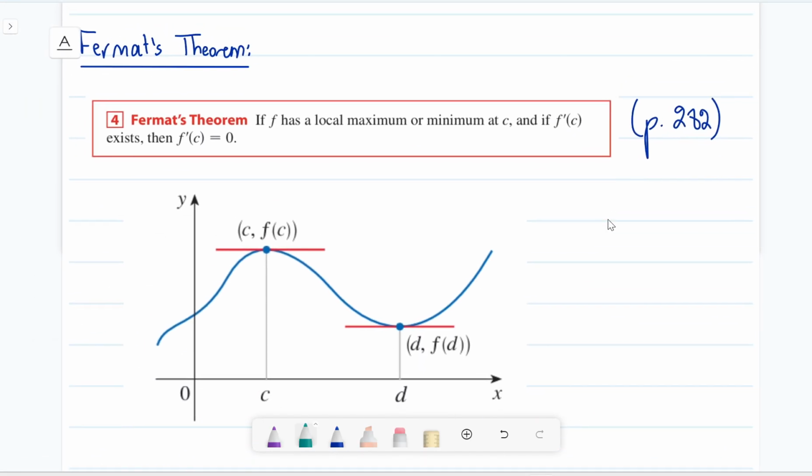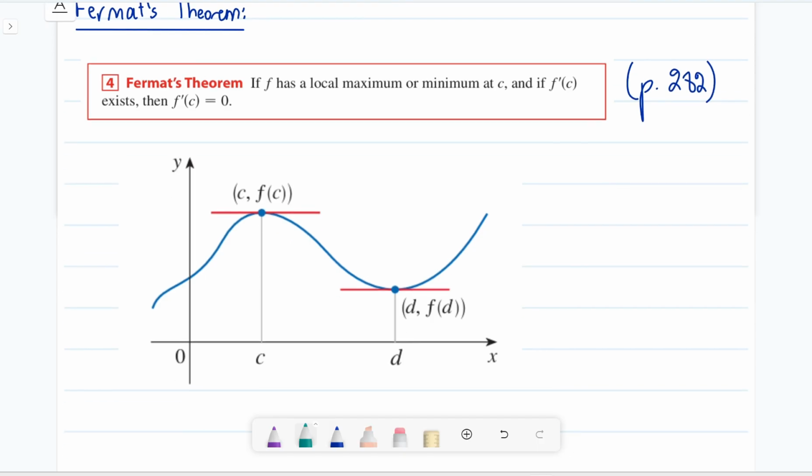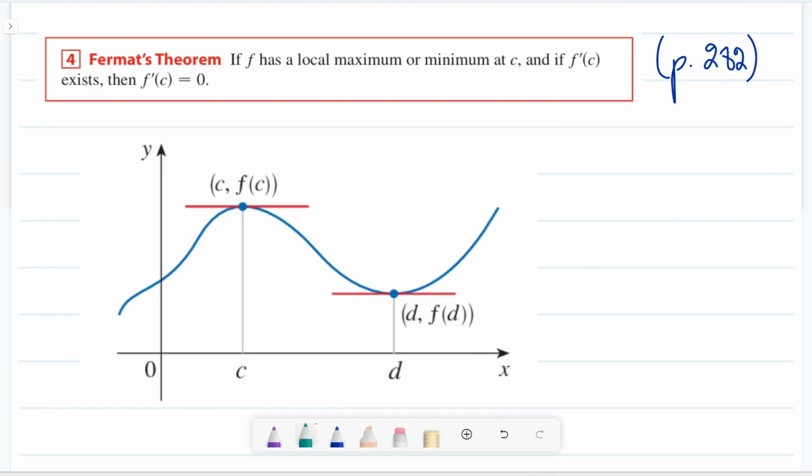Now let's move on to learn about Fermat's theorem. So if f has a local maximum or minimum at c, and if the derivative f prime of c exists, then f prime of c is equal to 0. So let's look at what this means by looking at this graph. So at point C, we have a local maximum. It might be the absolute maximum, but we are not sure how the graph continues beyond what we see right here. And at point D, we have a local minimum.